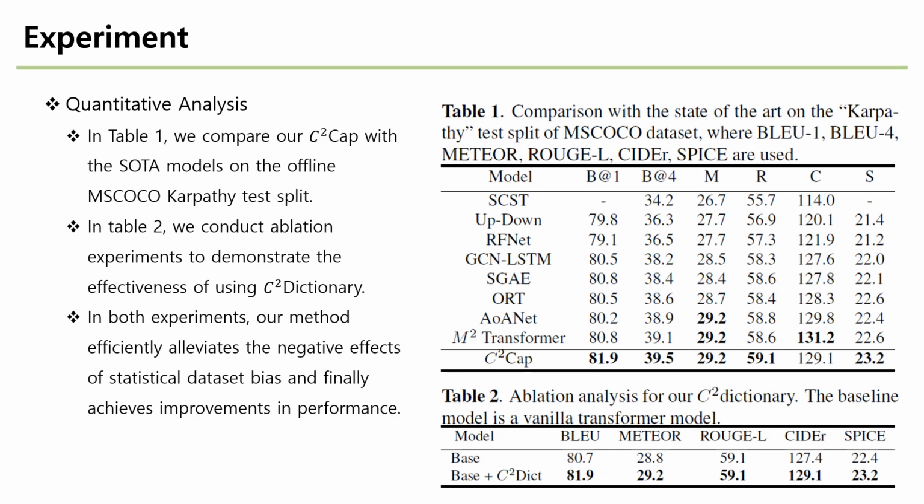This slide shows the result of quantitative analysis. In Table 1, we compare our C2 CAP with the SOTA models on the offline MS-COCO Karpathy test split. In Table 2, we conduct ablation experiments to demonstrate the effectiveness of using the C2 dictionary. In both experiments, our method efficiently alleviates the negative effects of statistical dataset bias and finally achieves improvements in performance.